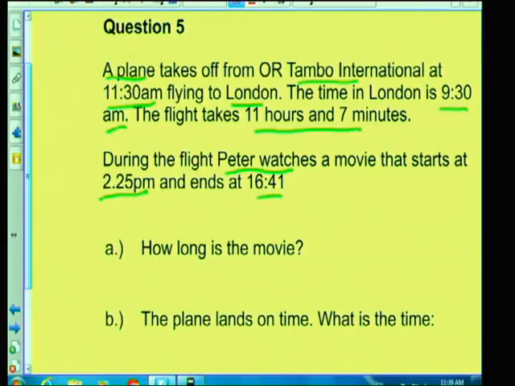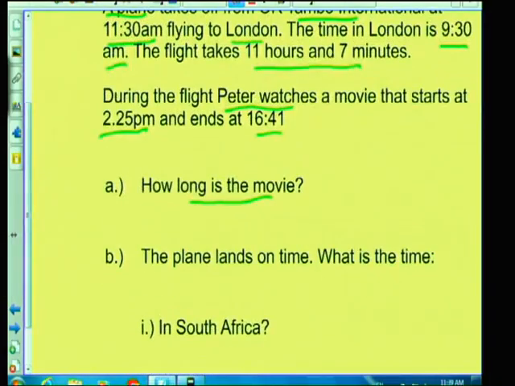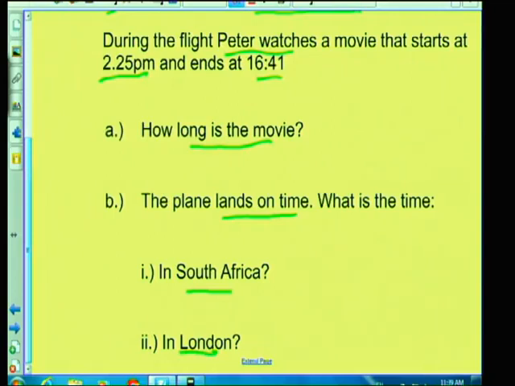First question is, how long is the movie? The second, we're asked, if the plane lands on time, so it did actually take that amount of time, what time is it in South Africa, and what time is it in London? Now, this sort of question you've got to break down bit by bit. Make sure that you read the whole question, and then we go back and work out what information we need to answer each individual part.